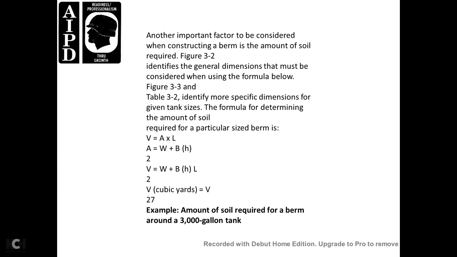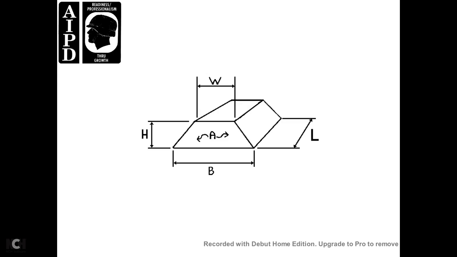Another important factor considered with the construction of a berm is the amount of soil required, figure 3.2, the general dimensions that must be considered when using the formula below. 3.3 and 3.2 identify the specific dimensions for the given tank size. The formula determining the amount of soil required for the particular size berm is V equals AX and A equals W plus B times H2. V equals W plus BH times L2. V cubic yards, V is 27. The amount of soil required for the berm around the 3,000 gallon tank.